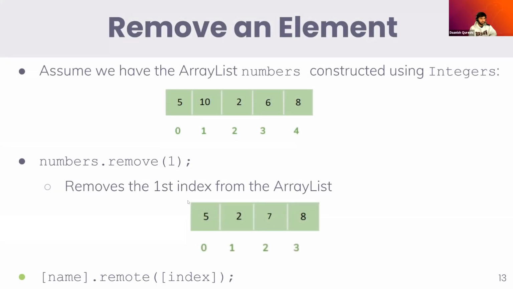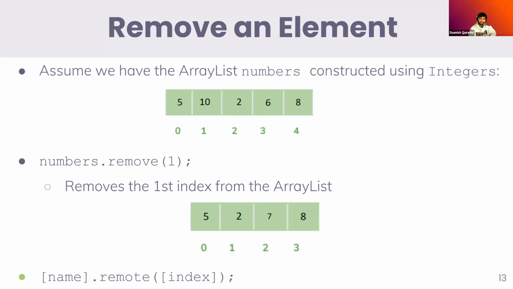Okay. So now we're removing an index, or removing an element. This at the bottom should be a V, but that's a small error. Okay. So let's say, once again, we have the same array list of numbers, 5, 10, 2, 6, 8, with their indexes below. So once again, let's say I constructed this array list and I added everything, but now I don't need that number 10. I don't need that anymore. So I'll say numbers, name of the array, dot remove, and then in parentheses, 1, which is the index.